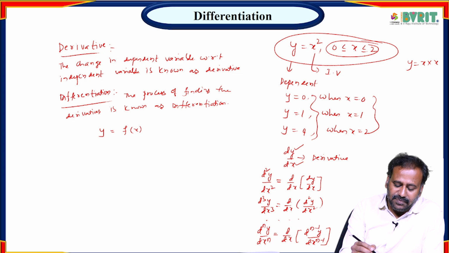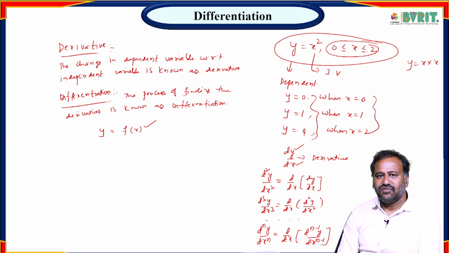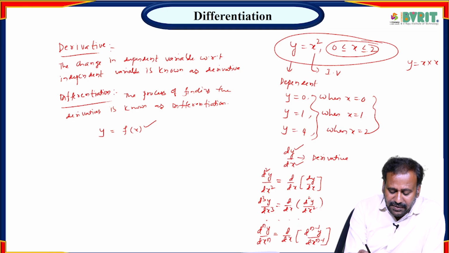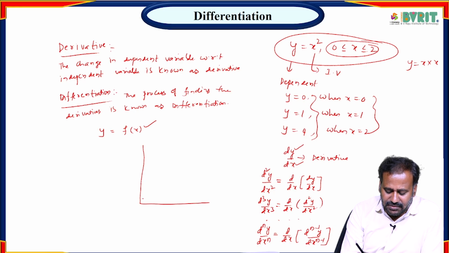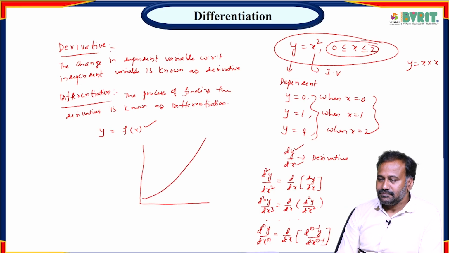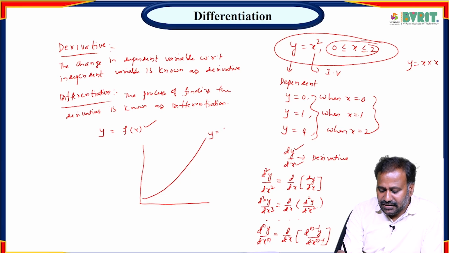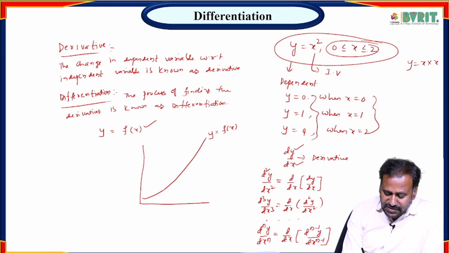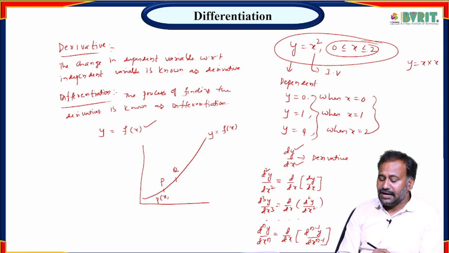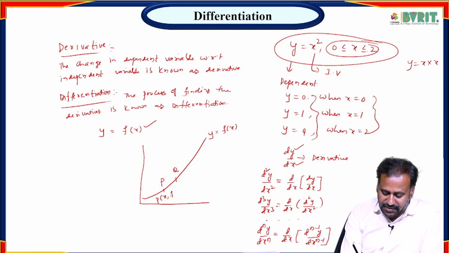To explain that, let me take a function y is equal to f of x. Now what I am doing here is representing the curve like this. So this is the y is equal to f of x curve, and this curve is passing through the points P as well as Q. The coordinates of P are x comma y, but y is nothing but f of x, so I am writing f of x here.